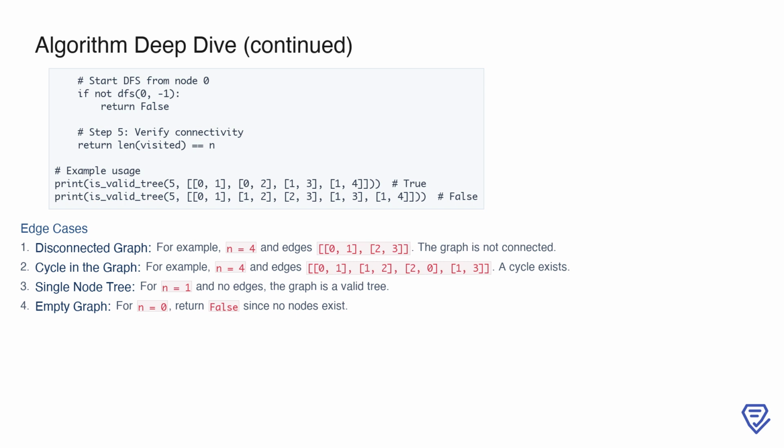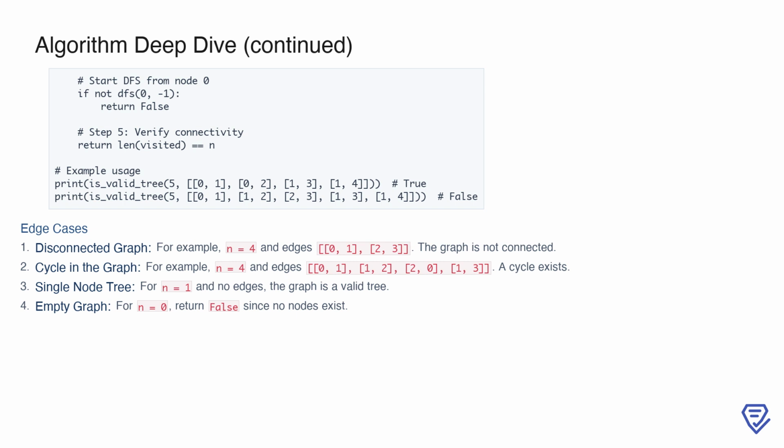Let's consider some examples. For a graph with 5 nodes and edges [0, 1], [0, 2], [1, 3], [1, 4], the function returns true because the graph is connected and acyclic. However, for edges [0, 1], [1, 2], [2, 3], [1, 3], [1, 4], the function returns false due to the cycle between nodes 1, 2, and 3.